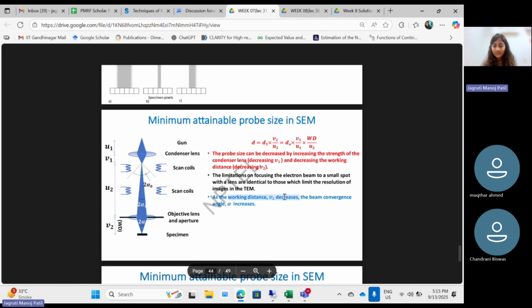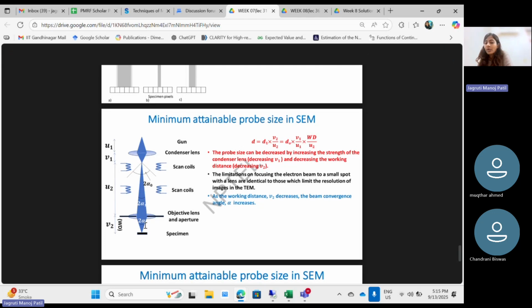And as the working distance V2 increases, this particular point to the specimen, this V2 will decrease because that distance will decrease. Since this value will increase, the beam convergence angle will eventually increase. It will get more broadened.